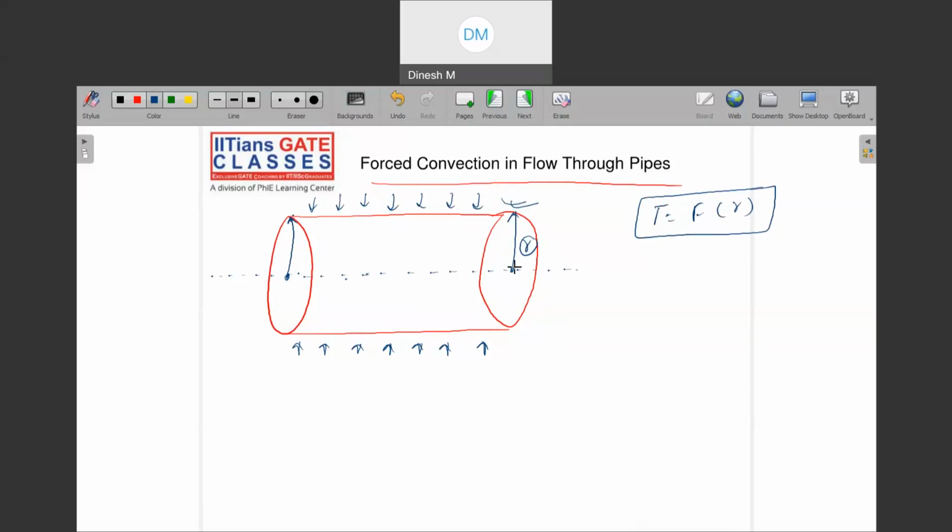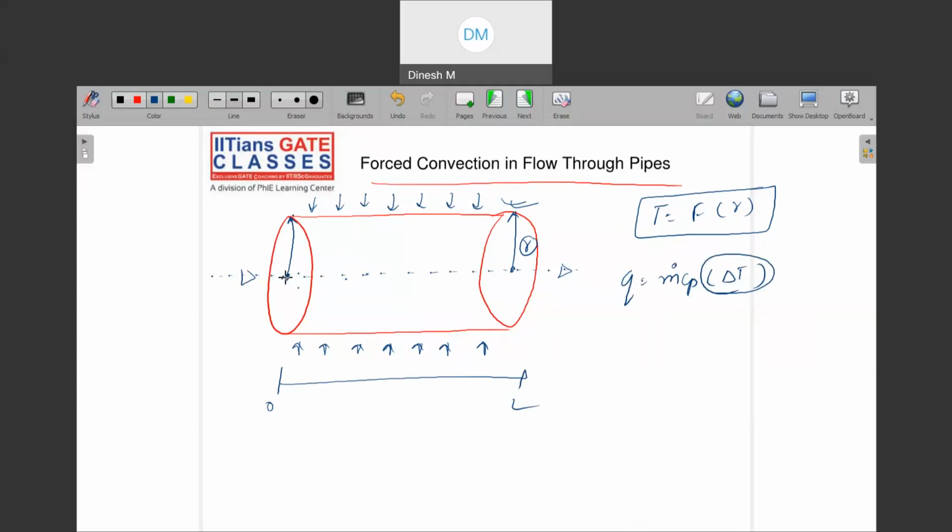Now if you are trying to find out the heat exchange between these two points, let us say this is 0 and this is L, then your job is to find the amount of heat transfer when there is flow from this point to this point. Then this is nothing but m dot Cp into delta T. Yes or no? But which delta T are you going to take?